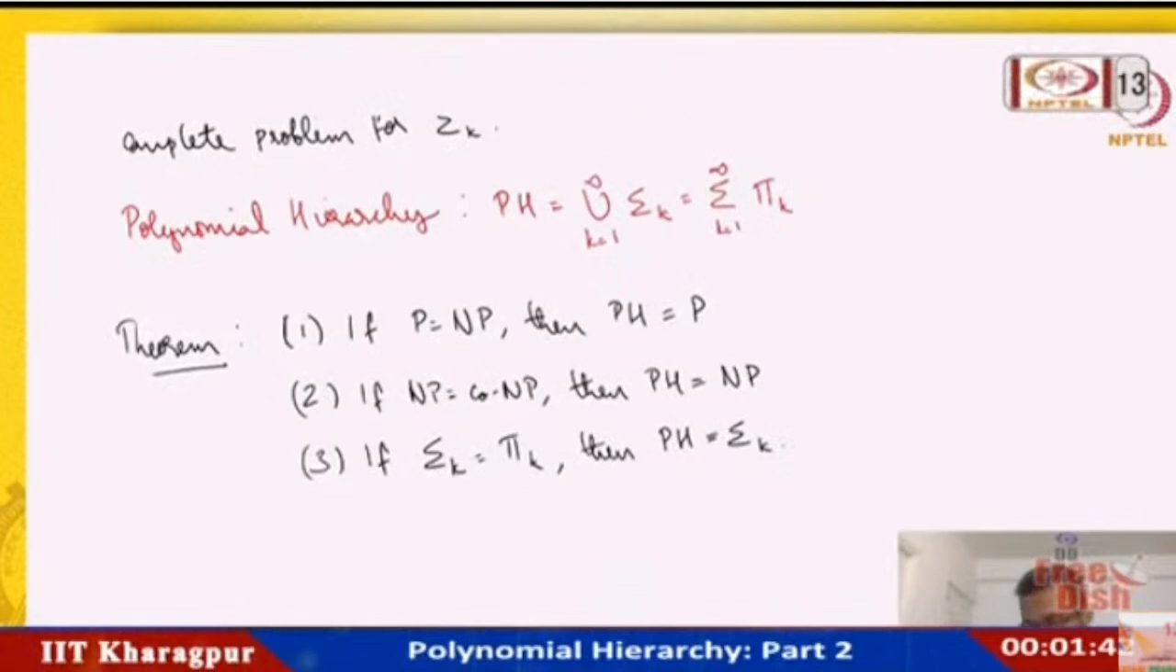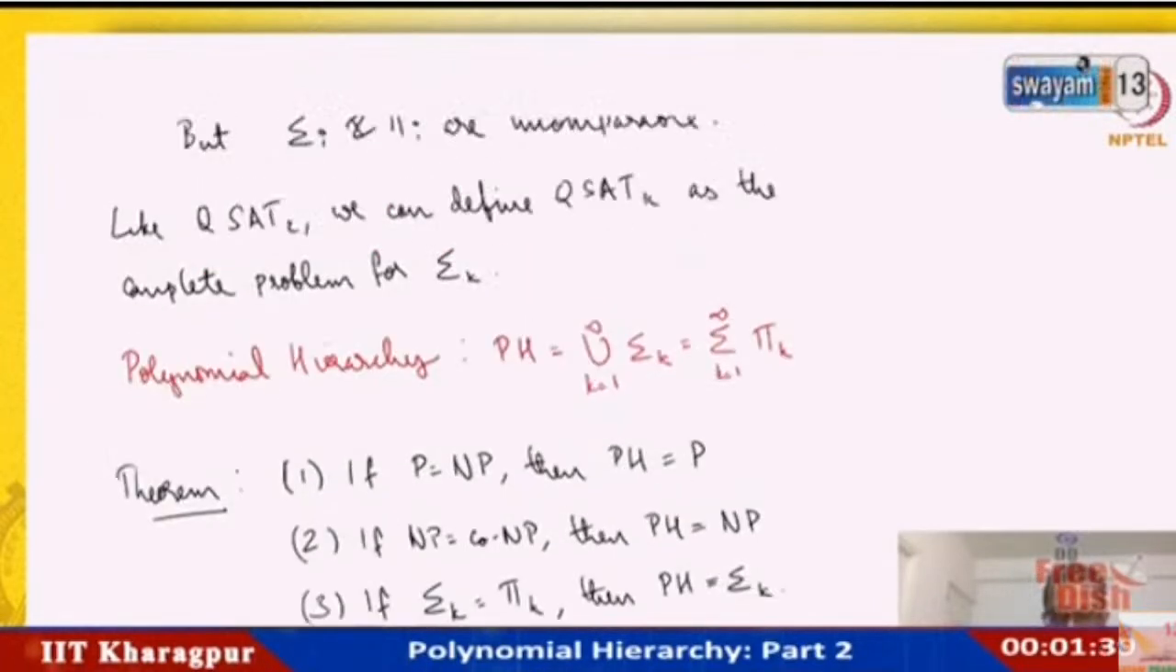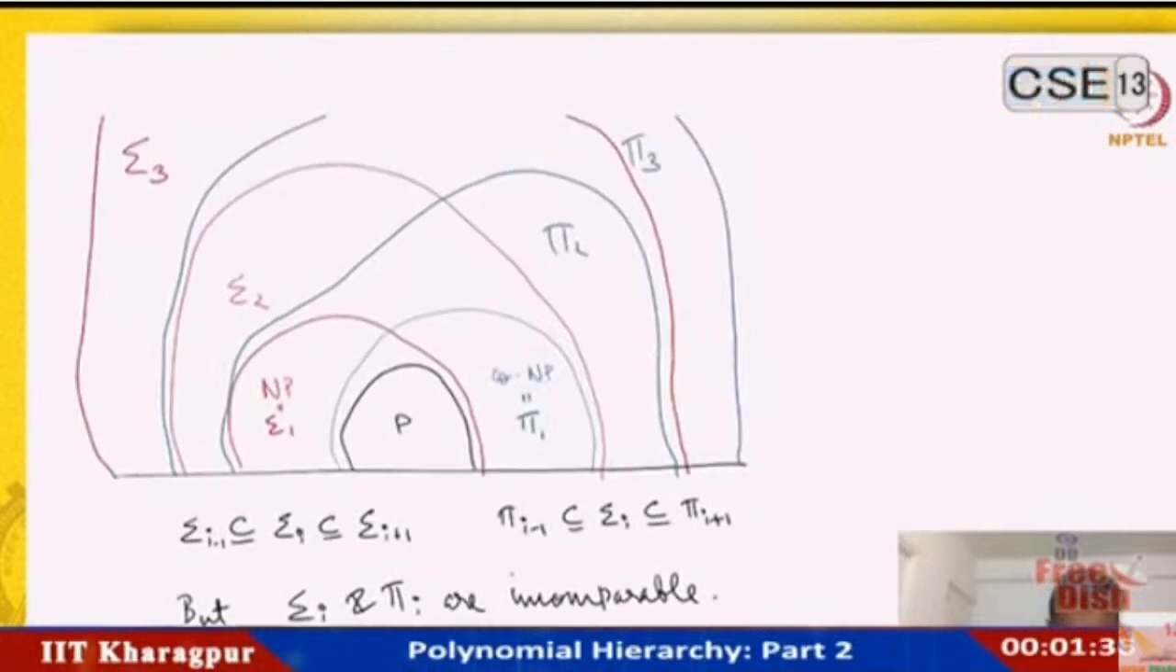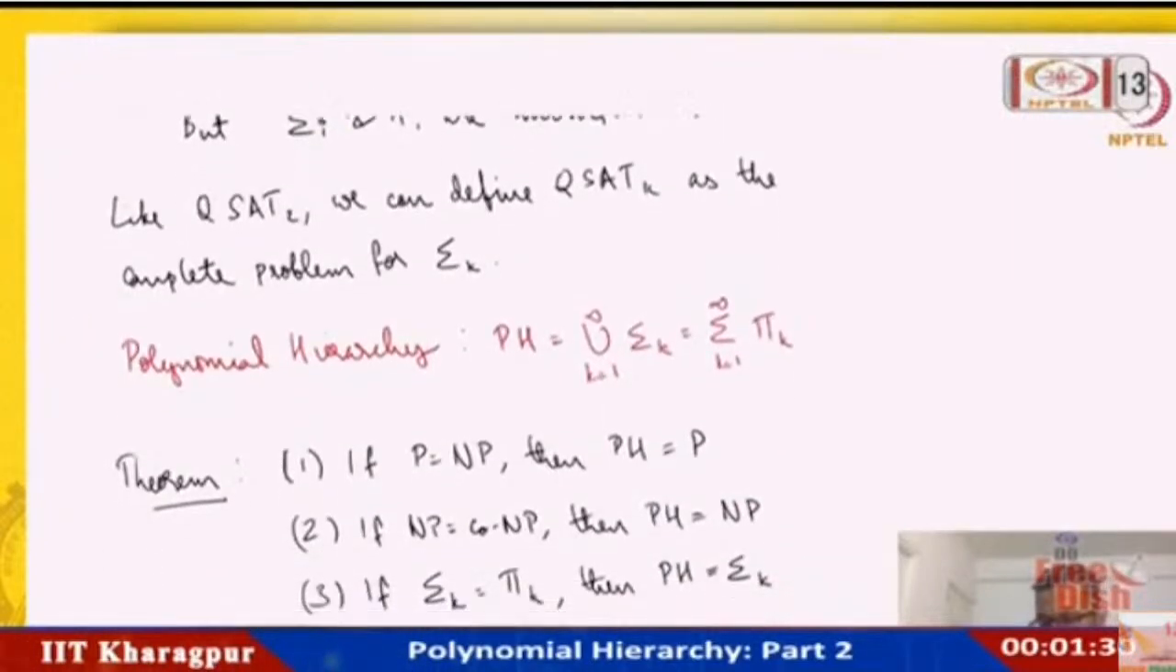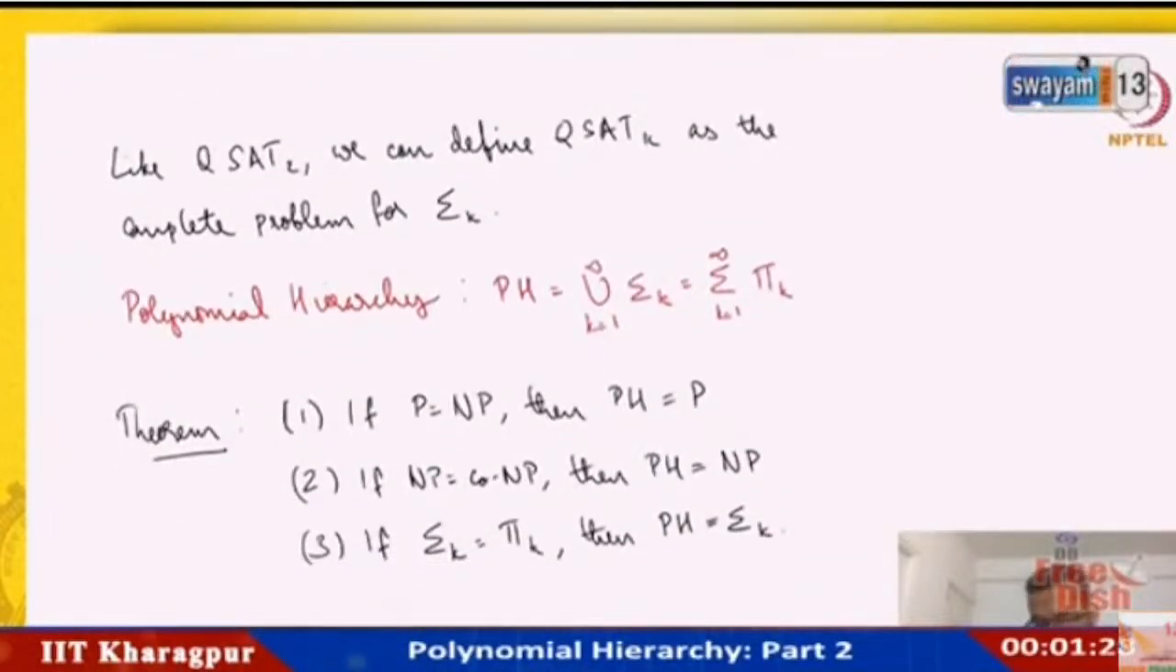And what is interesting is that if P equals NP, we already saw that sigma 2, pi 2 become equal to P. But what we are saying is that if P equals NP, then the entire polynomial hierarchy collapses to P. That means all sigma 3, sigma 4, sigma 5, pi 2, pi 3, pi 4, pi 5, everything collapses to P. Similarly, if NP equals co-NP, without saying anything about P being equal to NP or not, then the polynomial hierarchy collapses to NP.